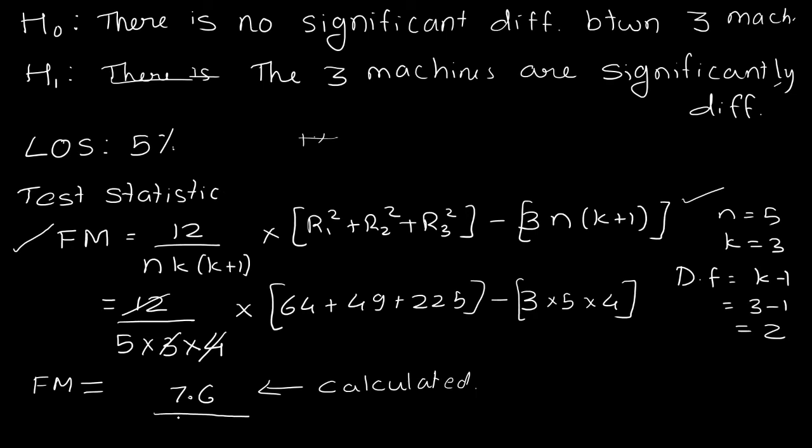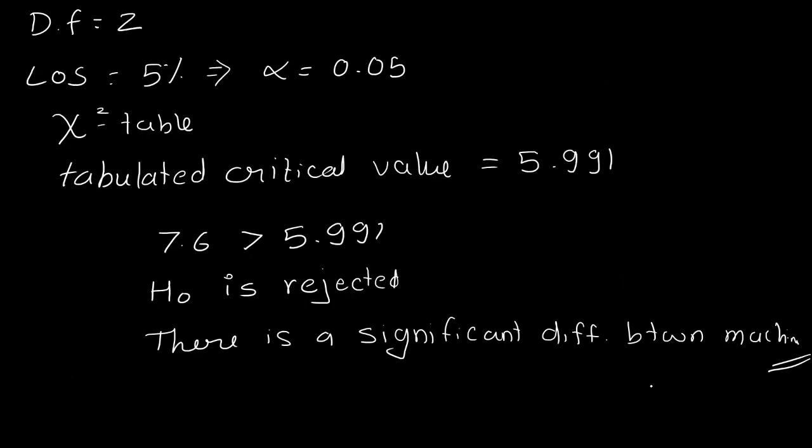Once the FM value has been calculated, we calculate the degree of freedom, which is given by k minus 1. With that degree of freedom, at the particular level of significance, the tabulated critical value can be taken from the table, or it will be given to us. Once we have that critical value, we compare it with the calculated value, and based on that we conclude about acceptance or rejection of our hypothesis.